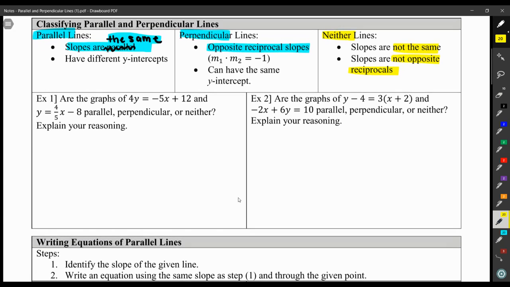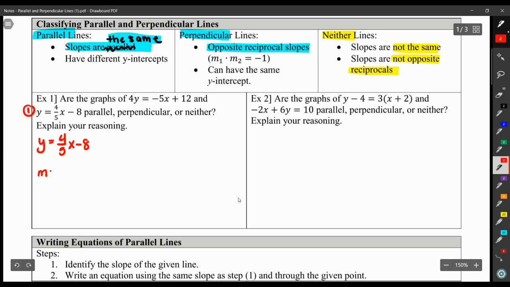For number 1, it says, are the graphs of 4y equals -5x plus 12 and y equals 4/5x minus 8 parallel, perpendicular, or neither? What we're going to do is identify the slopes of both of these lines and compare. This line here is very easy. It is in slope-intercept form, so I can easily identify the slope. My m is 4/5.